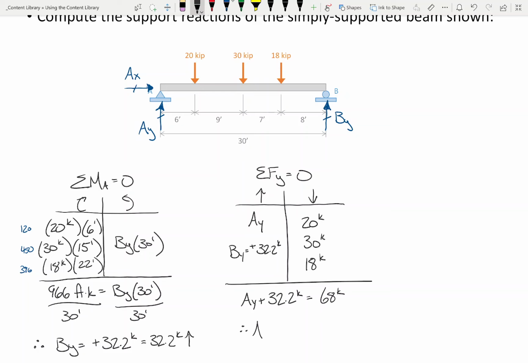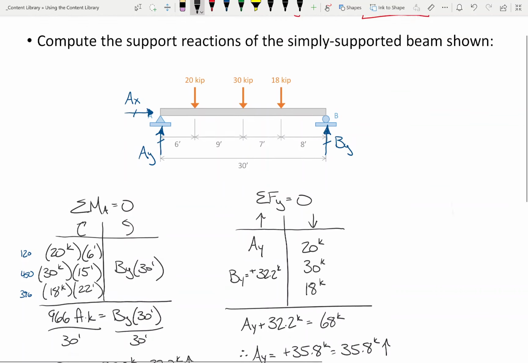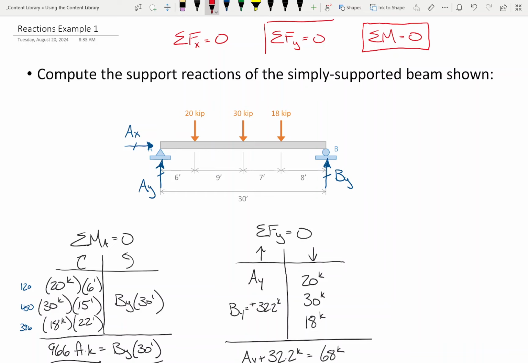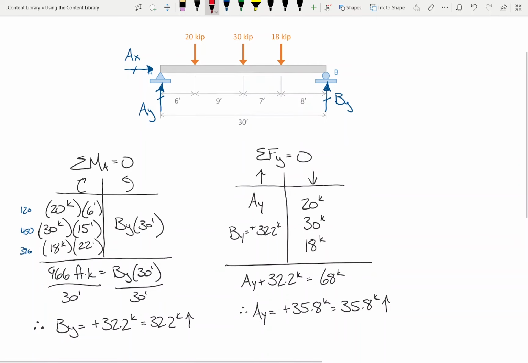So therefore, AY is what? 35.8, and a positive 35.8 at that, right? And again, the positive doesn't really matter. What matters is we assumed upward, and our positive value means that assumption is correct. The answer is 35.8 going upward, right? All right. So, everybody with me so far? So we've used now this one. So now what?